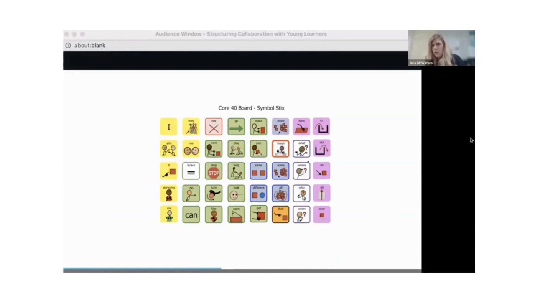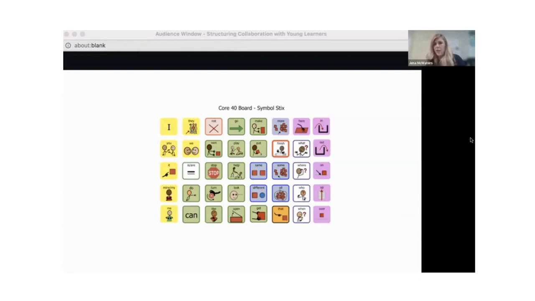The core board, it's 440. These are high frequency words that we might use in our vocabulary. And so they are considered, if we're interacting with our students and we're doing play with them, or we're engaging in turn taking type activities, one of these words will probably apply to what we are doing in that activity.